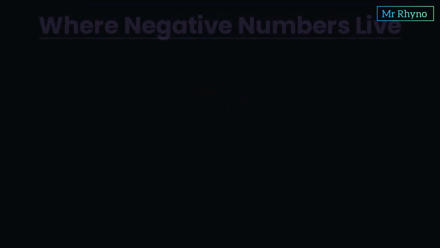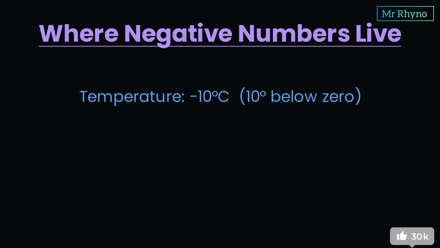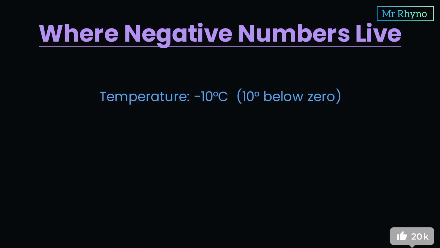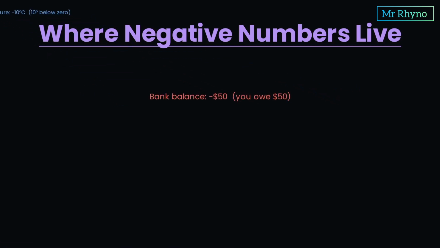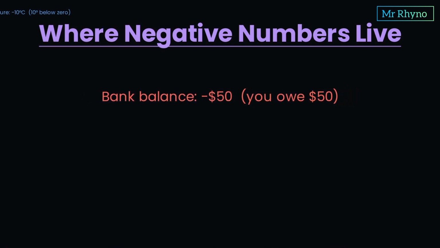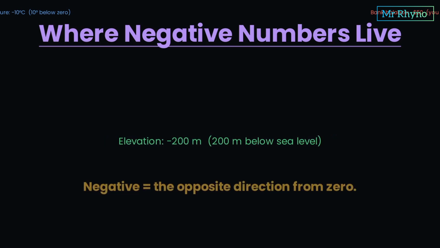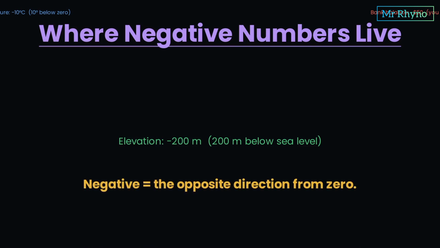Negative numbers are not just abstract, they're everywhere. A temperature of -10 degrees means 10 degrees below freezing. A bank balance of -$50 means you owe $50, and a depth of -200 meters means 200 meters below sea level. In every case, negative just means the opposite direction from 0.